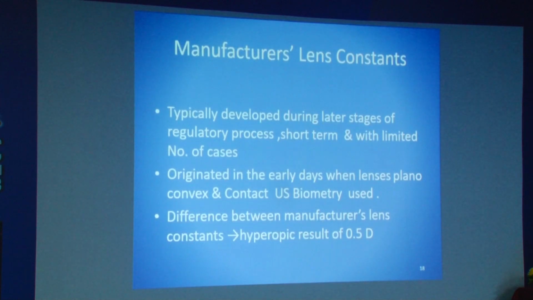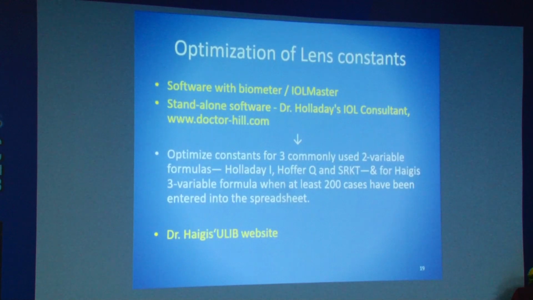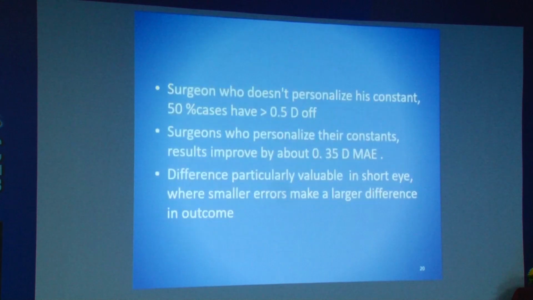These were typically developed during the later stages of the regulatory process with a short-term and limited number of cases, when plano-convex lenses were used and contact ultrasound biometry was used. So if we have only the manufacturer's lens constants, then we do get some error. So it makes sense to optimize your lens constants. Either you can analyze your own data, or you can go to www.drhill.com or Dr. Haigis's ULIB website.